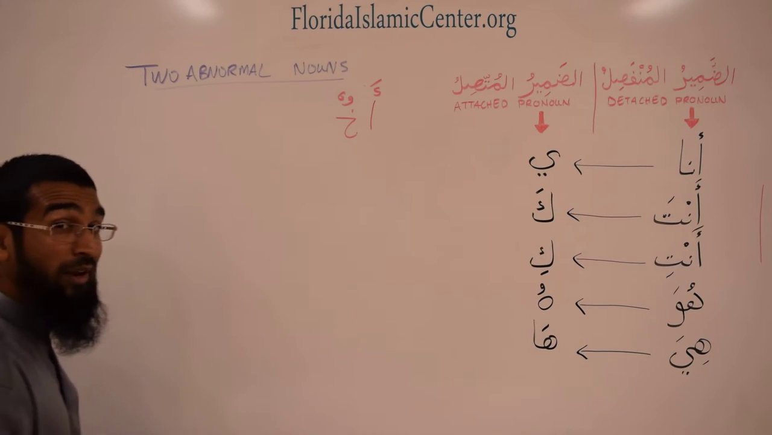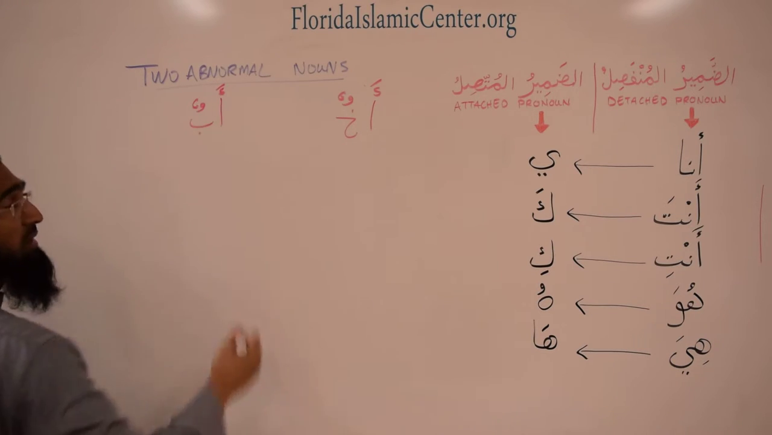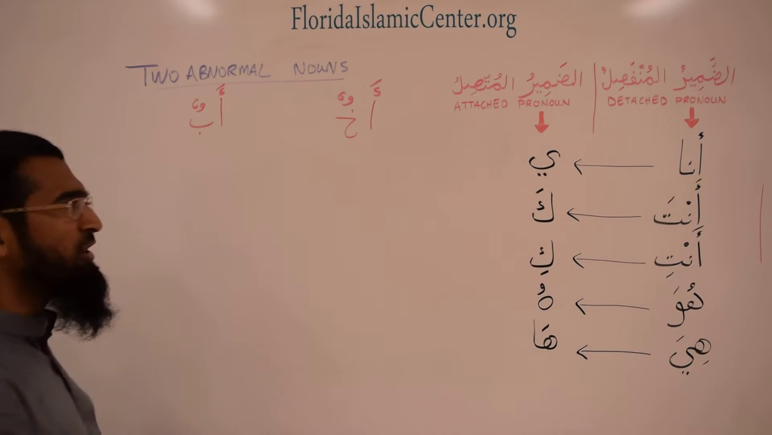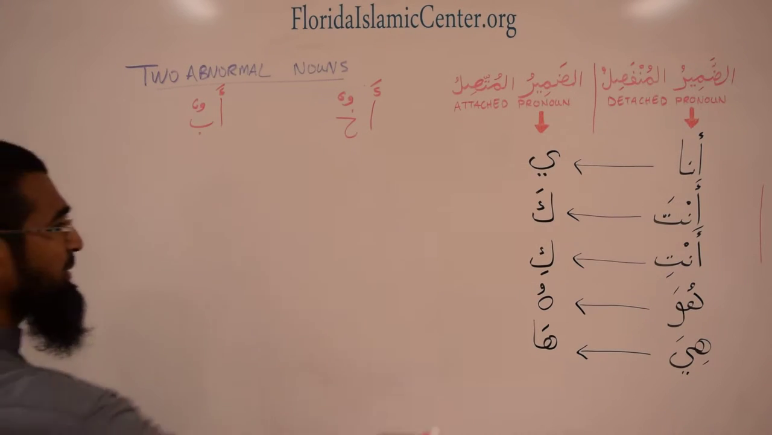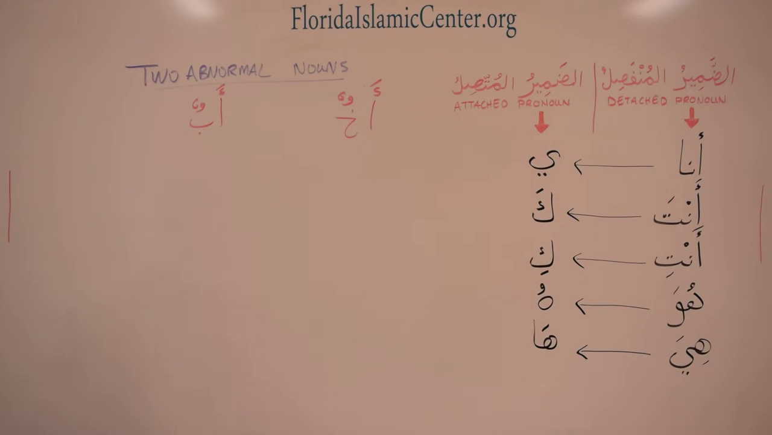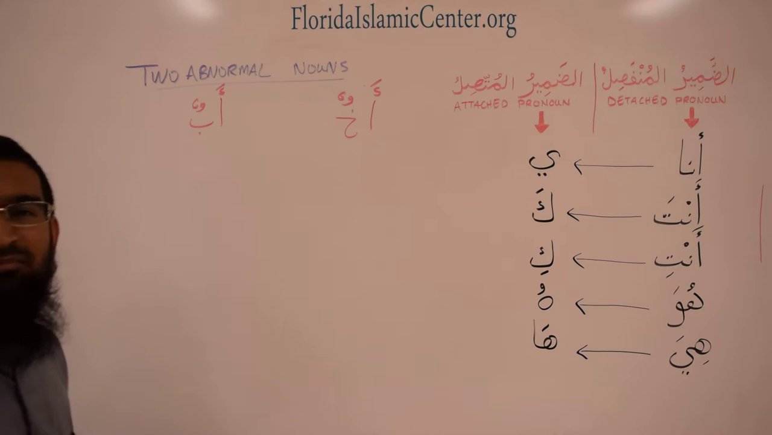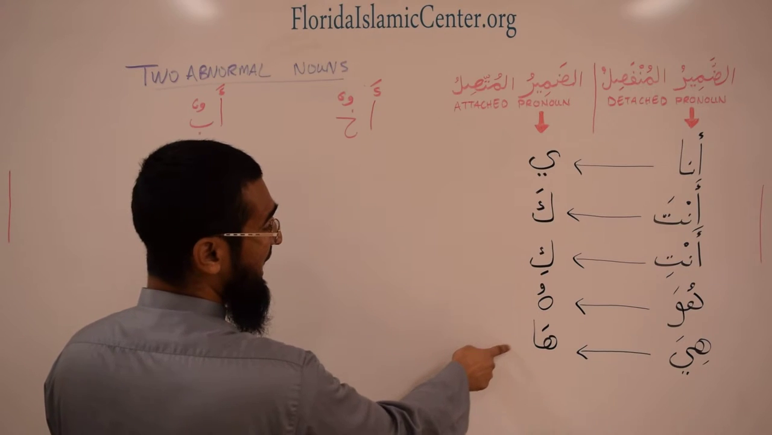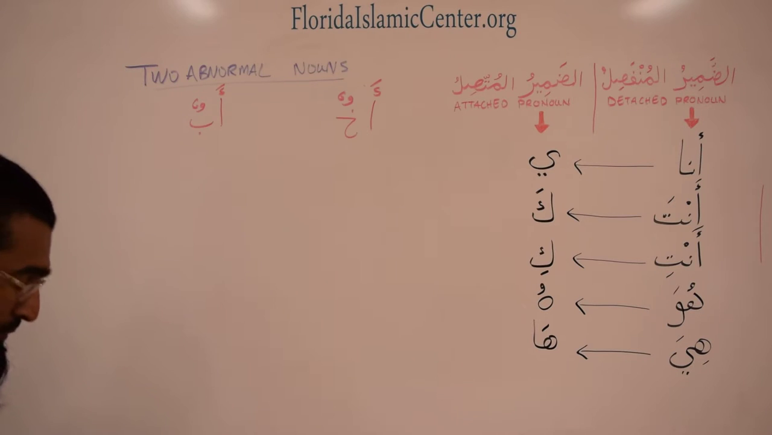And the other weird one is abun. Ab is father, akh is brother. So brother and father, two weird words. What's weird about them? The way they're connected to the pronouns. We're going to give examples inshallah and you'll see them. When you attach the ya to it, it's actually regular, nothing abnormal about it. But when you attach the ka, ki, hu, and ha, these four, it's abnormal. An additional letter just pops up.